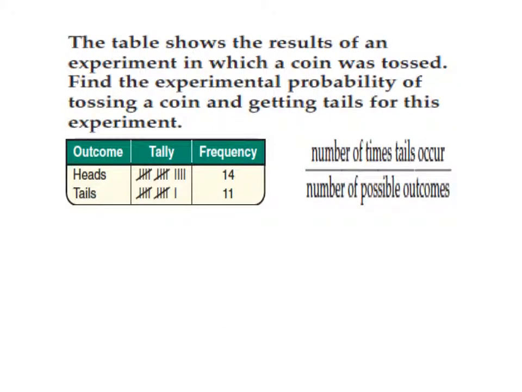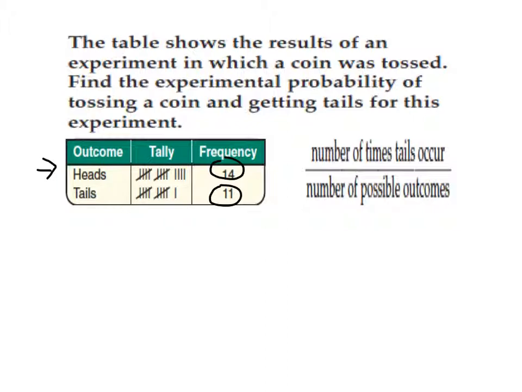The table shows the result of an experiment in which a coin was tossed. Find the experimental probability of tossing a coin and getting tails for this experiment. Experimental probability is what actually happened when we did the test. And this is our test right here. We have a coin with heads and tails. We flipped it, and we got 14 for heads, and we got 11 for tails.